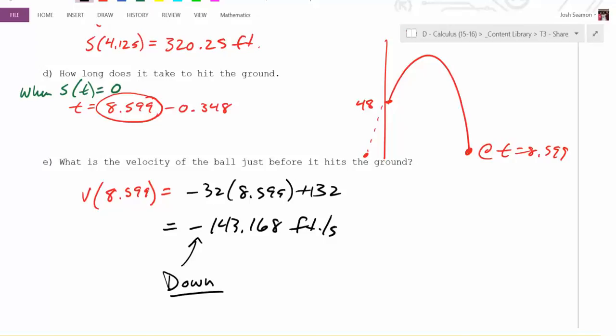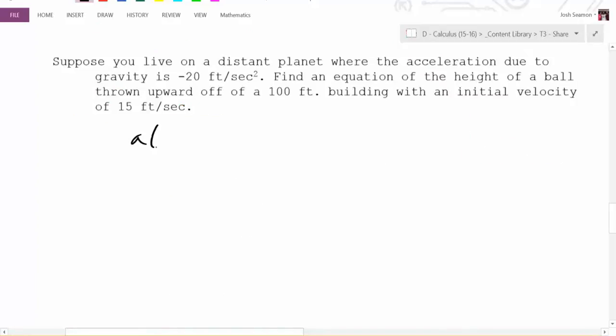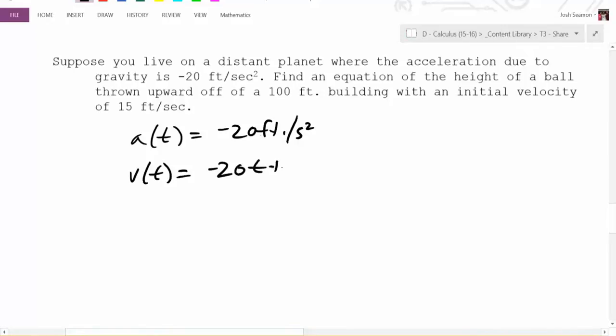Now the question is, would the ball ever get that fast? Why not? What's the acceleration, Liv? The acceleration is just negative 20 feet per second squared, right? Yeah. So this would mean that gravity is a little bit less strong, right? So you integrate this, and what do you get? You get v of t is equal to negative 20t plus c.